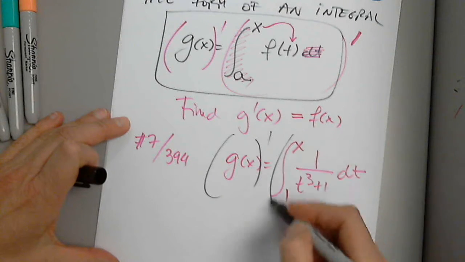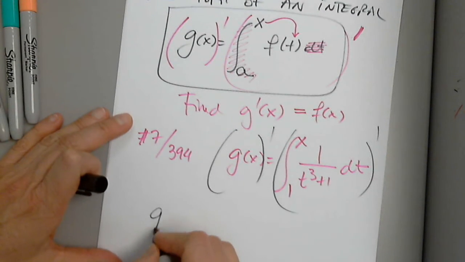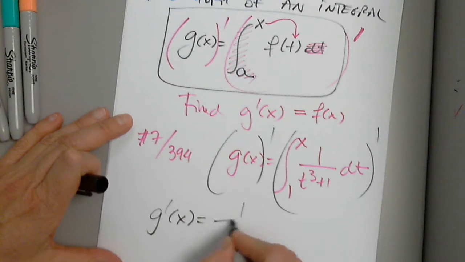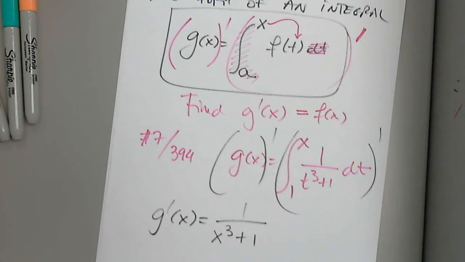On the left-hand side, and we differentiate the right-hand side. G prime of x is 1 over x cubed plus 1. Now let's discuss a couple of things here. Here's number one.